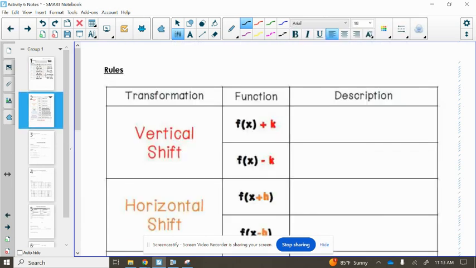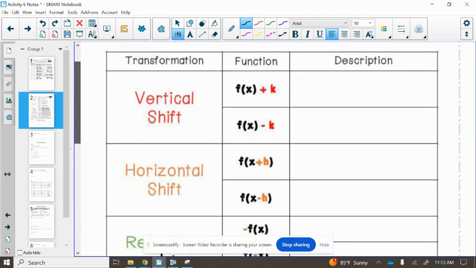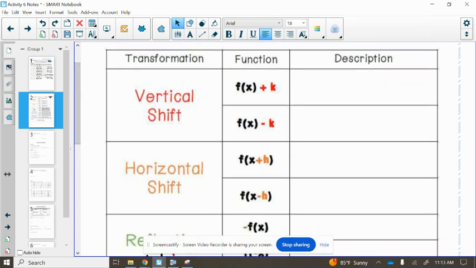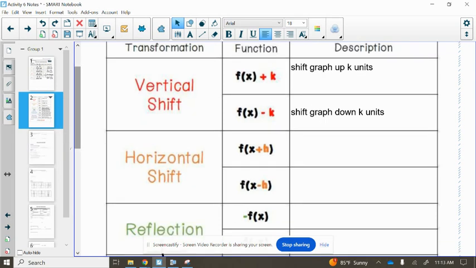Now, we can also use transformations to shift these different parent functions around. And so we're going to see for a k value on the outside of our function, what this will do is shift our graph either up if it's plus k units, or down if it's minus k units, right? So we go up or down based on that shift there.